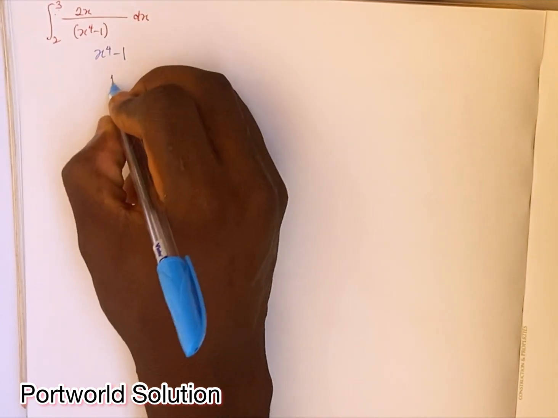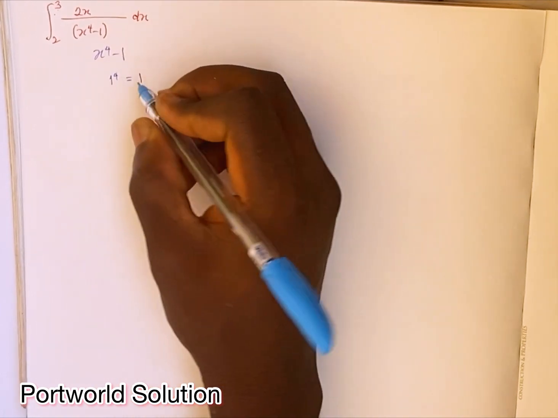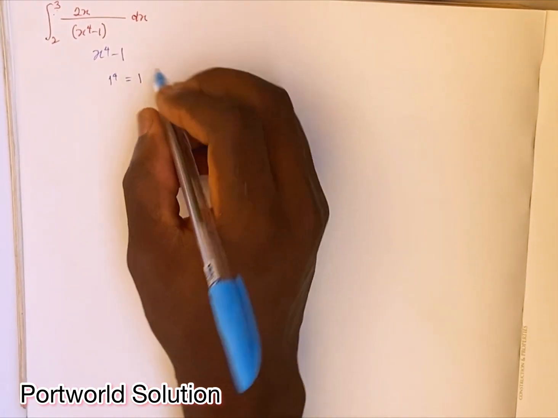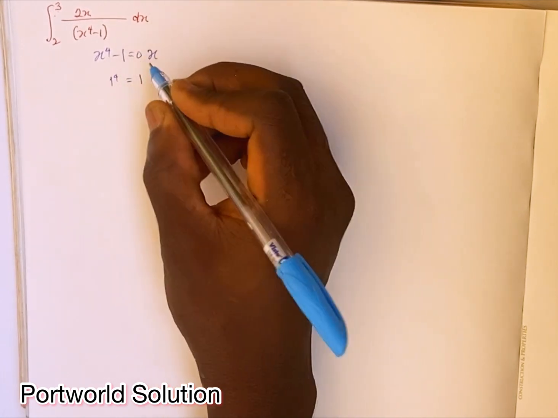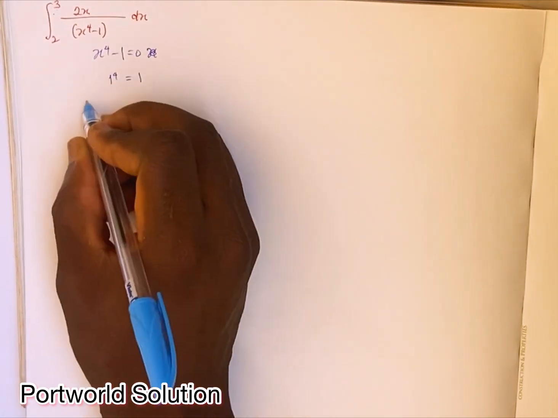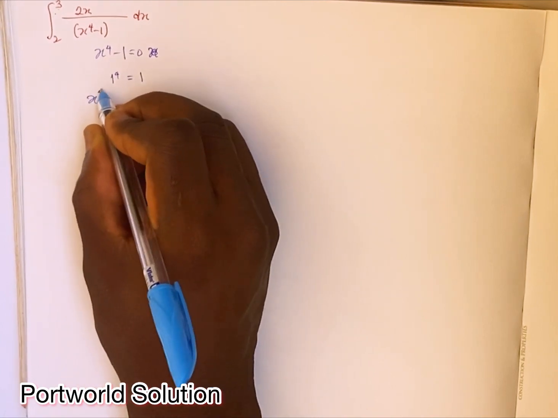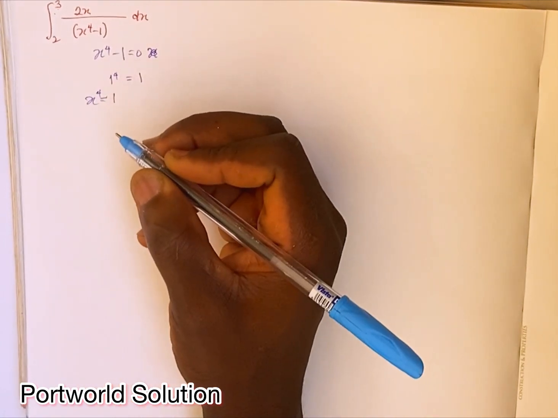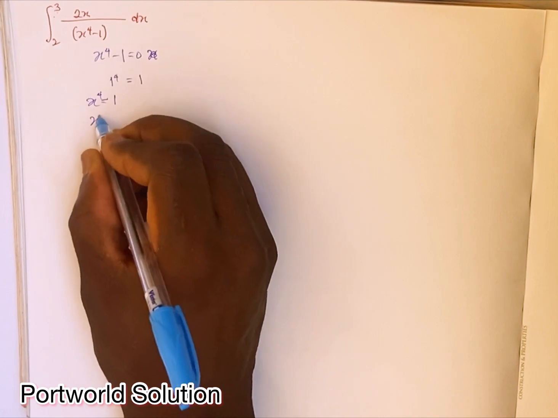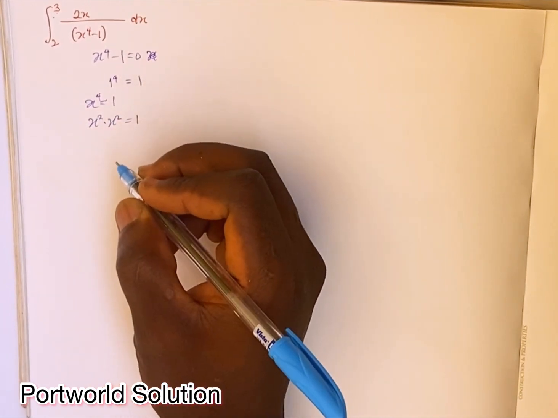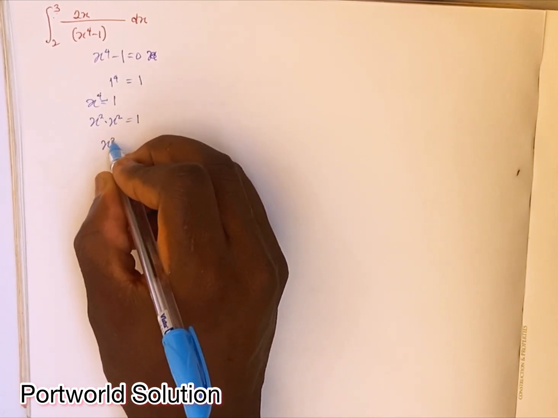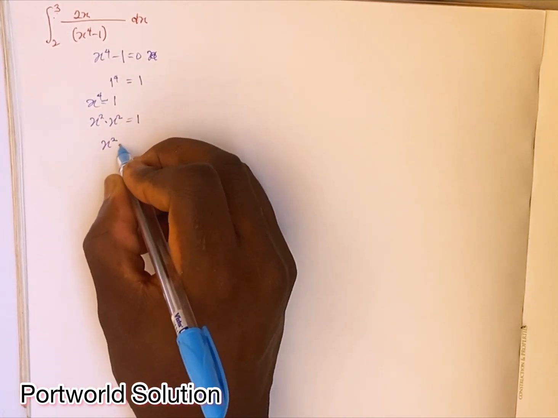My 1 raised to power 4 is the same thing as writing 1. Yeah, it's the same thing. So let me just do it like this. Let x equal 0. Let me just say this one is equal to 0, right? Then I'm going to have x raised to power 4 equal to that, I think, plus 1, right? So here I can have x squared multiplied by x squared equals 1.